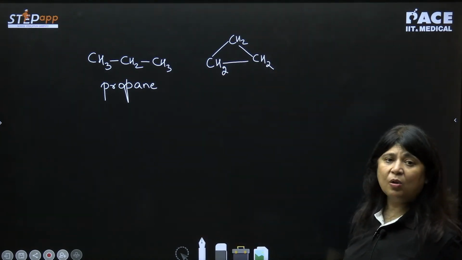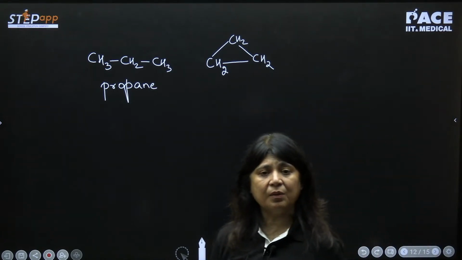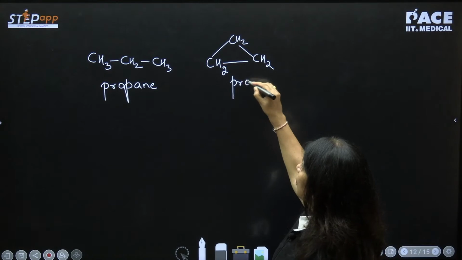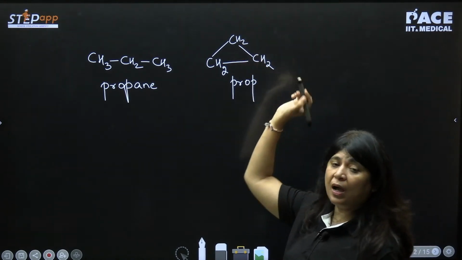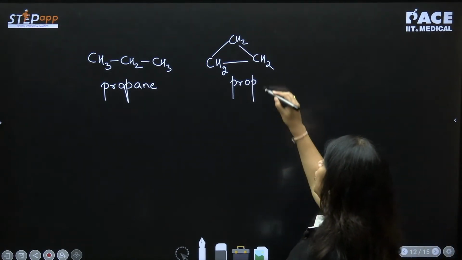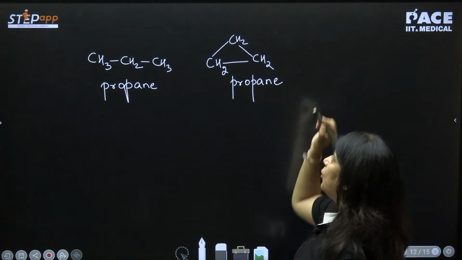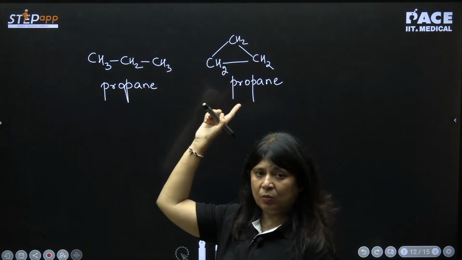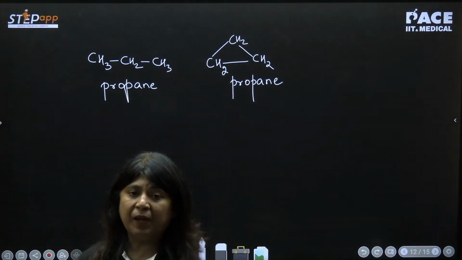Okay. Now this compound also has 3 carbon atoms, so the root word for this compound is prop. I can see that there are no carbon-carbon double or triple bonds here also. So the primary suffix which I'm going to use here is ane, propane. But you can see there is a difference between the two compounds. Both cannot be written as propane.